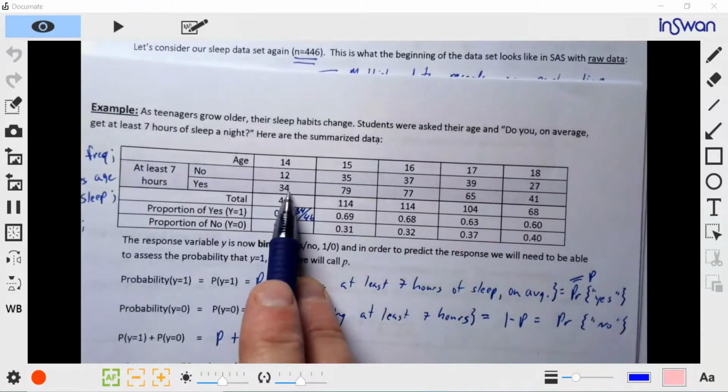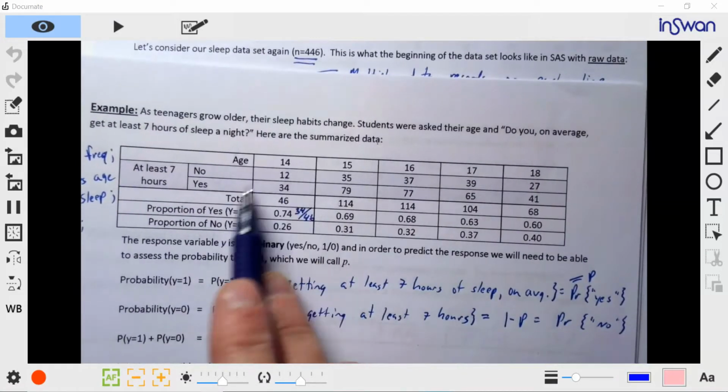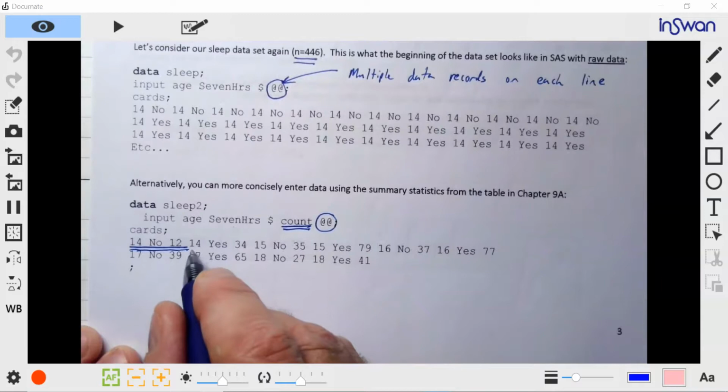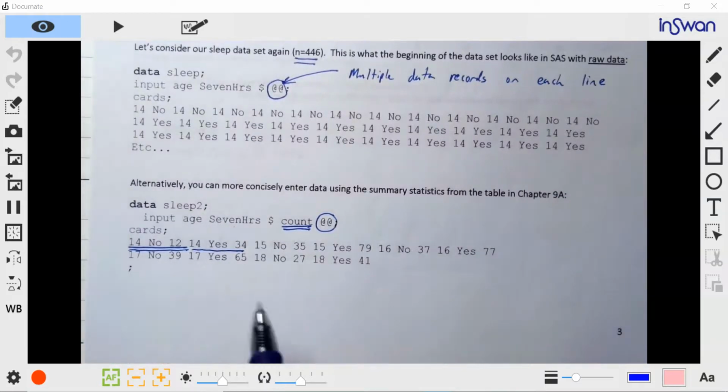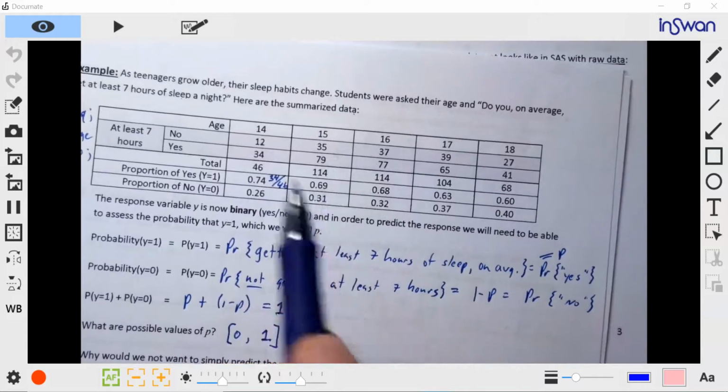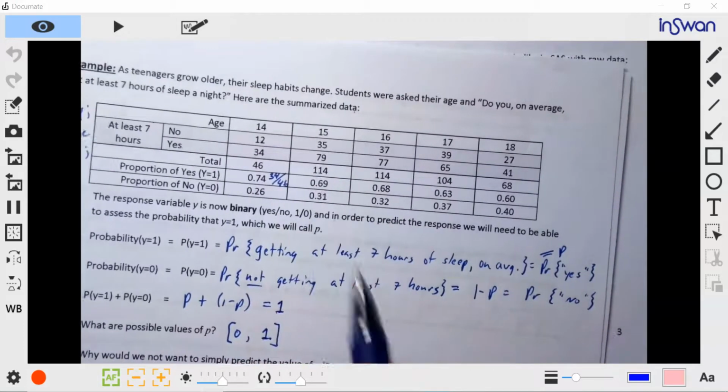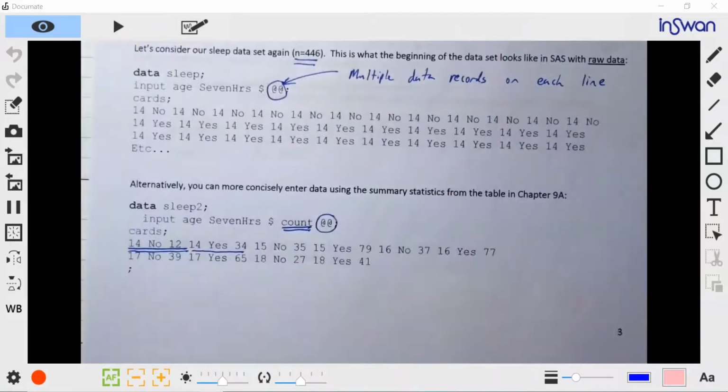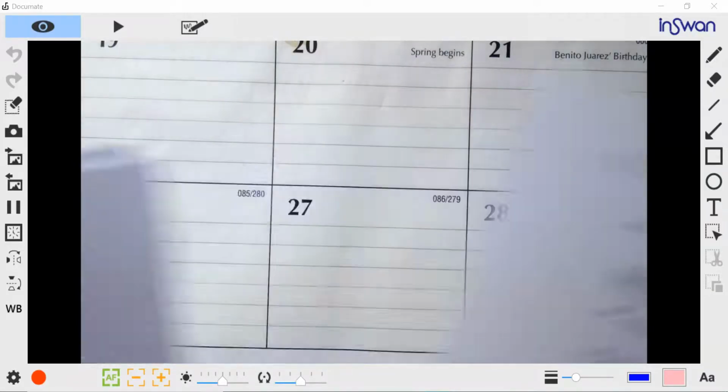Similarly, there were 34 students who were age 14 and said yes. So you can go across here and verify for yourself that these data, the way I've entered them here, are exactly the same as this table, as the grayed out section of this table. Okay. So that's a more concise, more convenient way to enter data for logistic regression.